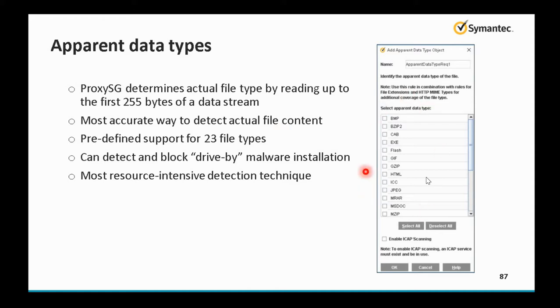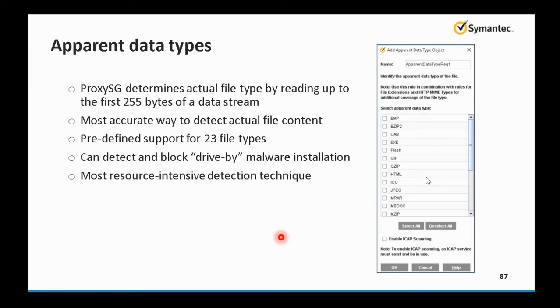Out of the box, the proxy comes with 23, even more, file types that we can inspect using apparent data type. Okay, it is already available in the proxy. This is a very effective way of detecting drive-by malware installation, for example. So it is available in the VPN to be used in the policy.